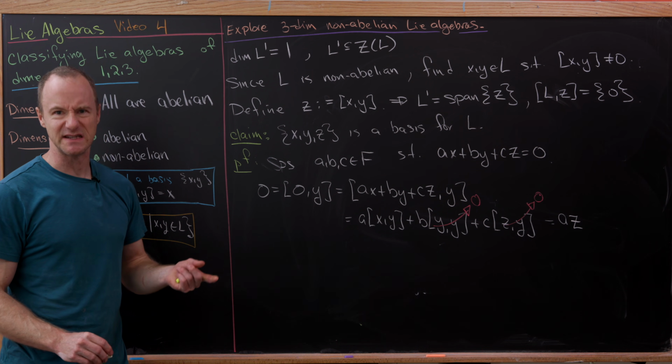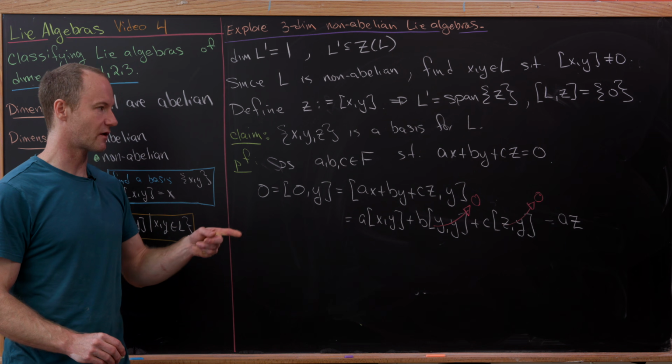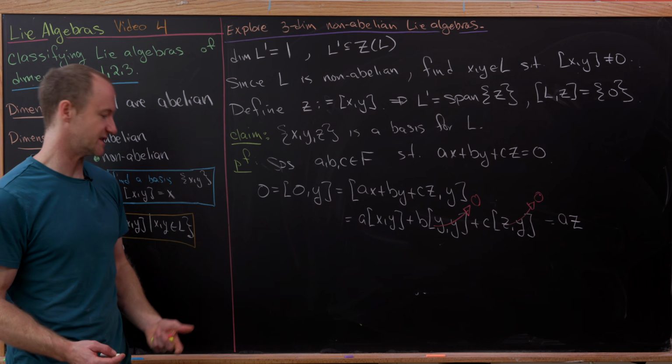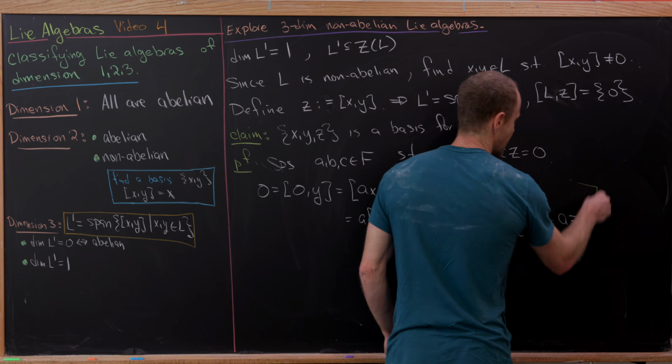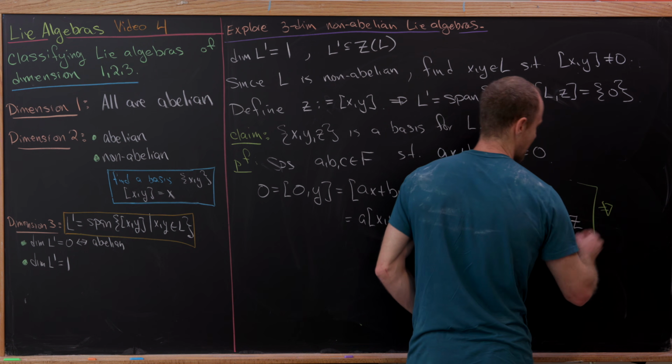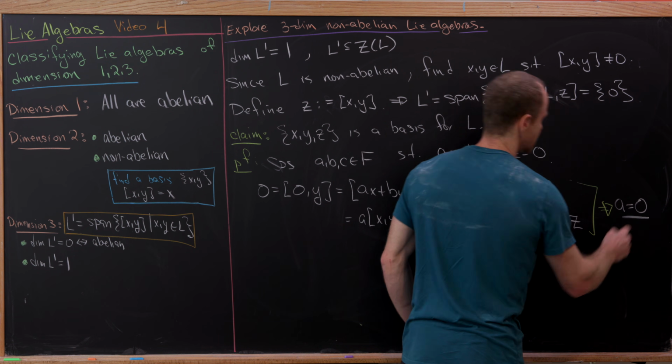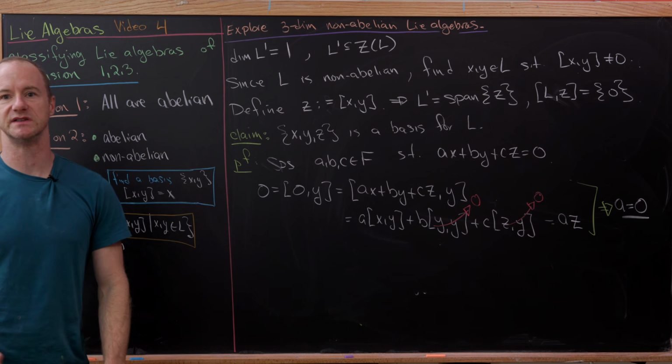But recall that z is a non-zero vector, so a scalar multiple of a non-zero vector is equal to the zero vector. The only way for that to occur is for that scalar to be equal to 0. So there, we've got a is equal to 0.